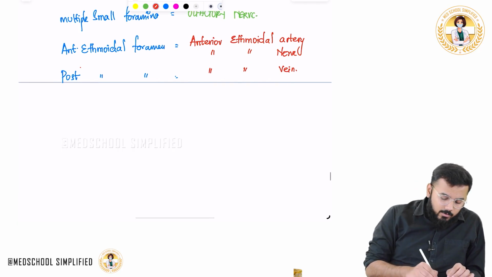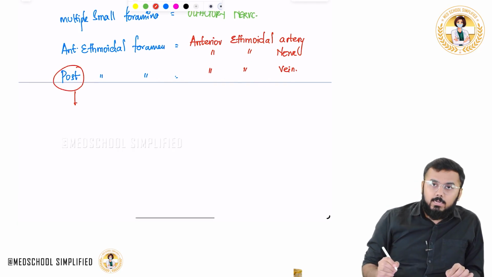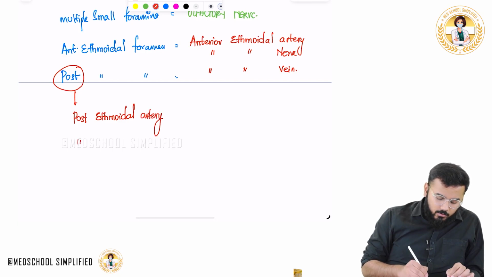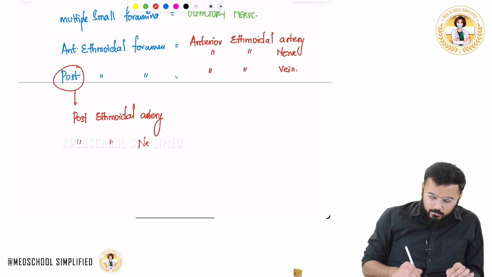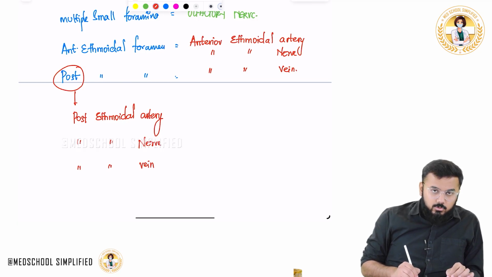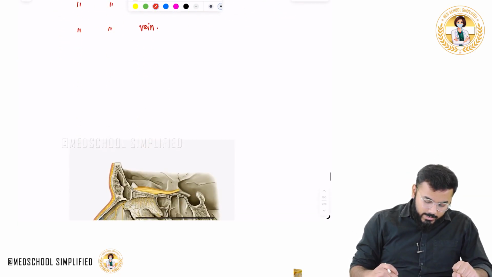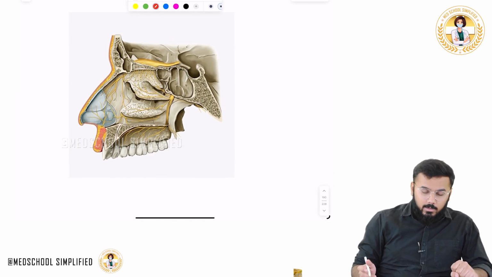In the same way, from the posterior side, what are the things that are coming? One is your posterior ethmoidal artery, you have got the posterior ethmoidal nerve, and you have got the posterior ethmoidal vein. So these are the three structures that are coming from the back. Okay, so if you look at this picture, it will be completely clear, right?